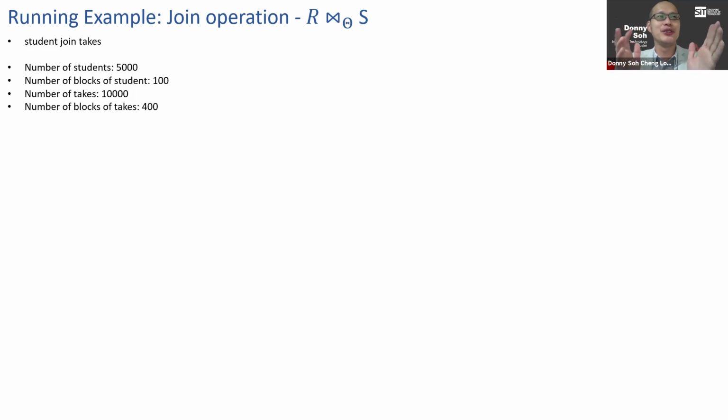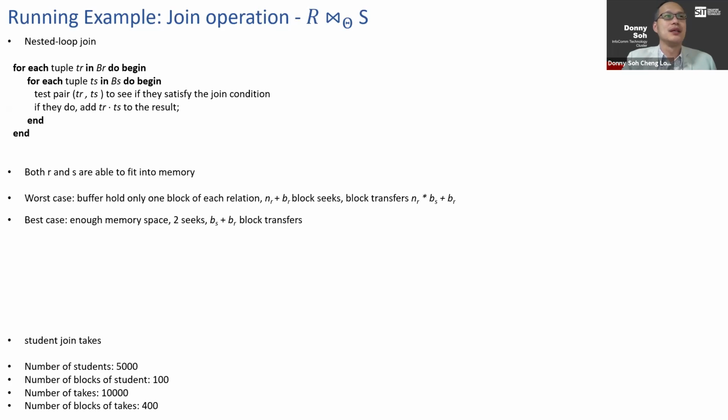So this is the running example. There are 2 tables, student and ticks. The number of students is 5,000. The number of blocks in student is 100. The number of ticks is 10,000. The number of blocks in ticks is 400. This part is a little bit complicated. There are a few ways that this join can be done. The first type of join that we are going to consider is a nested loop join.